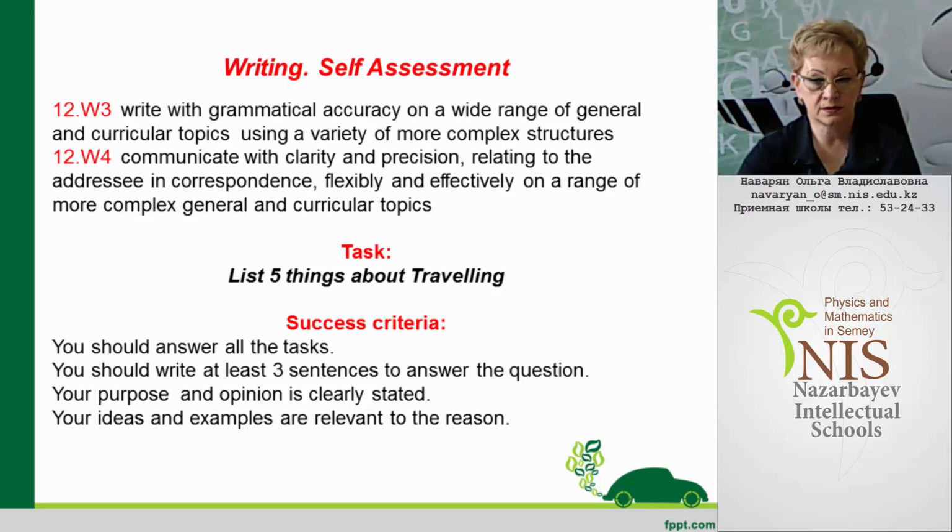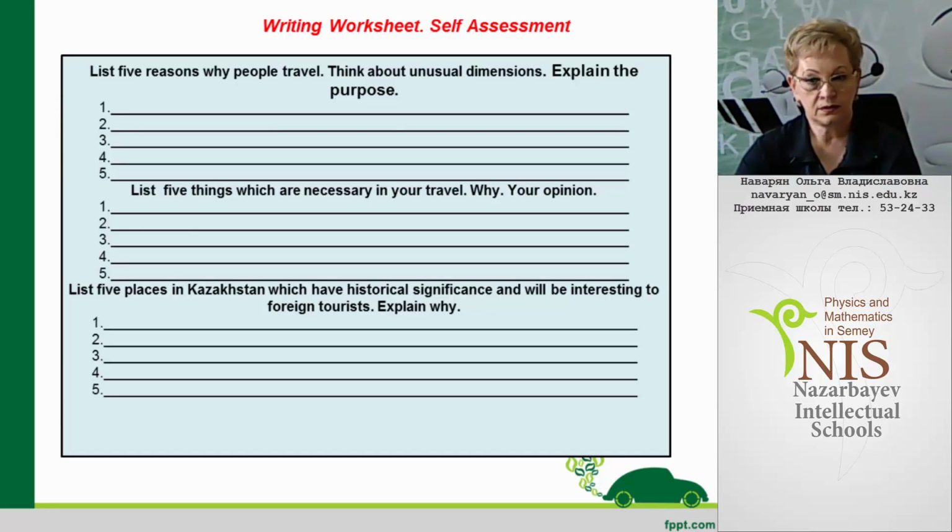List 5 things about traveling. Success criteria for this task are the following. You should answer all the tasks. You should write at least 3 sentences to answer each question. Your purpose and opinion are clearly stated, and your ideas and examples are relevant to the reason. Here is our worksheet, the students' worksheet, and they are going to assess themselves.